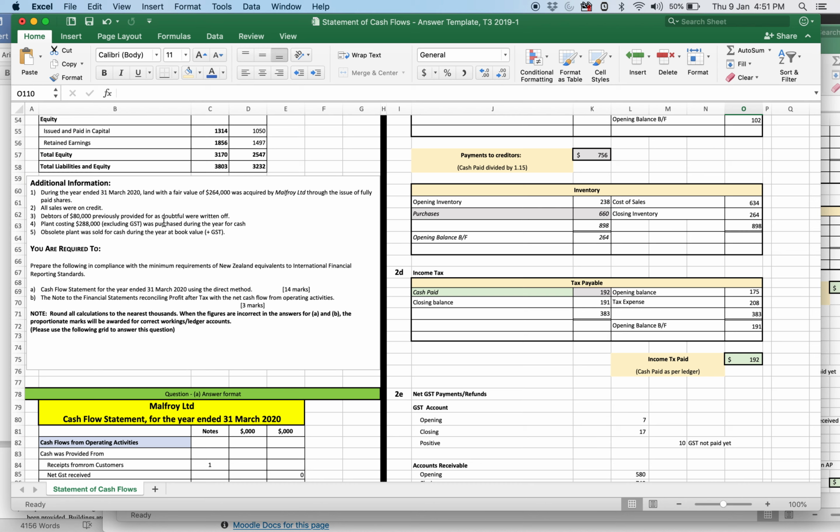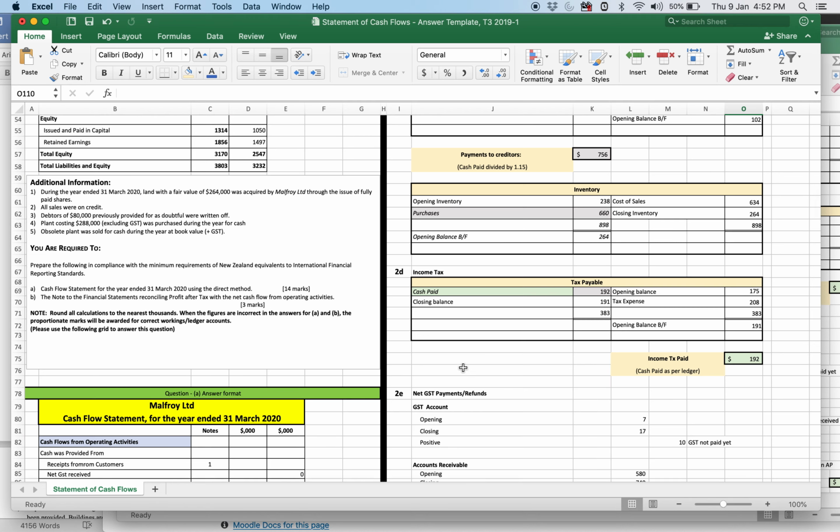So we remember we did that bad debts. We've covered that off. All credit sales. Okay, that's good. Fourth is another note. So here's the last, 4 and 5 is about plant. Plant costing $288, including GST, was purchased during the year. So we bought $288. And we got rid of some old stock at book value. It doesn't tell us what it is, so that's just created a little bit of a task for us to try and work it out.